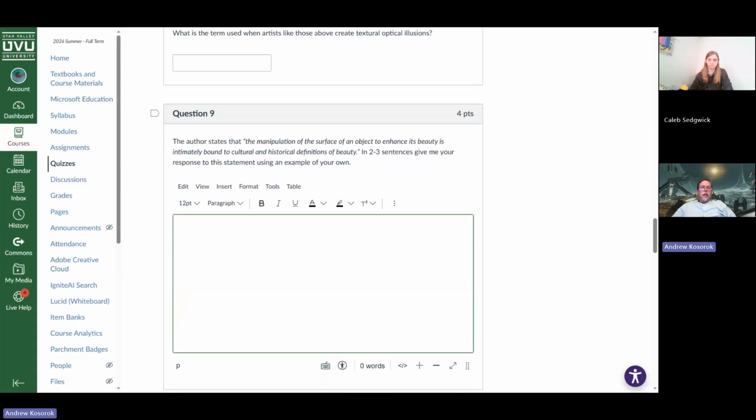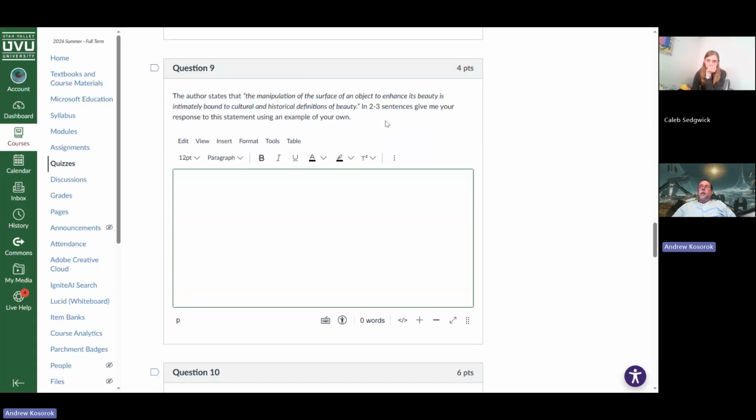Now this one, I like this one. The book says the manipulation of the surface of an object to enhance its beauty is intimately bound to cultural and historic definitions of beauty. For this, I want you to take that and share with me an example of your own. And one example is, I had a friend who was one of the artists that brought back moko in traditional Maori culture.